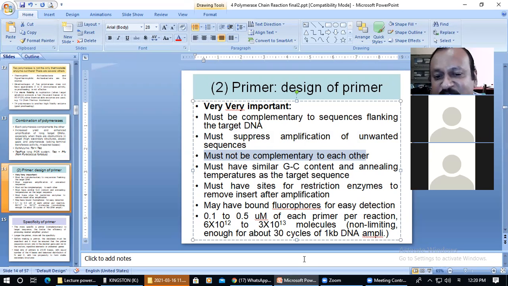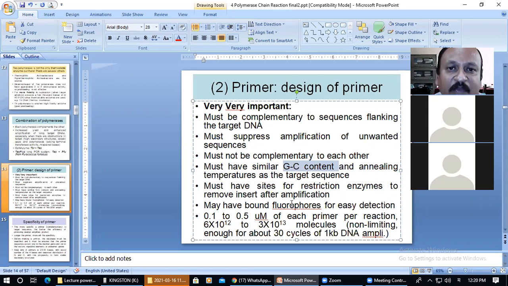Then another thing is the GC of the primer should be roughly similar to the GC content of the target sequence, the target DNA. That is the GC percent, we call it. Suppose the target DNA has 20% GC content, then the primer should also contain 20%.